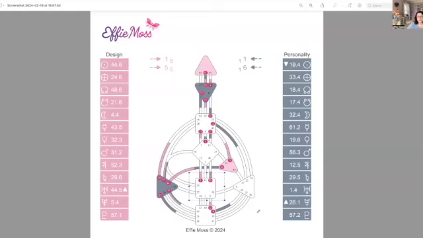So before I go forward, let me quickly share my screen. So this is on the human design body graph. So this is the body graph. And if you haven't seen your chart, please feel free to go to effiemoss.com and you can generate your chart for free. And it will look very much like this. This is my branded chart.